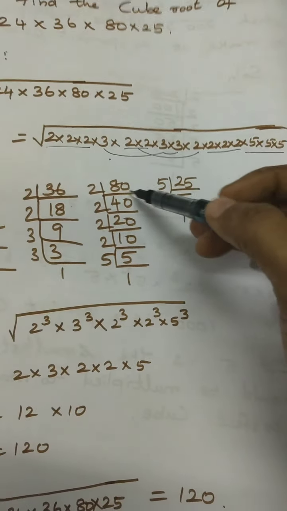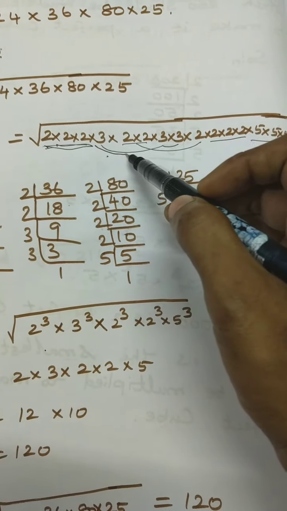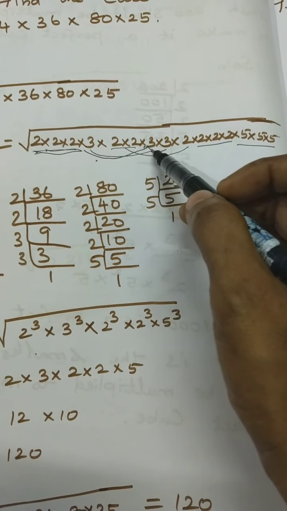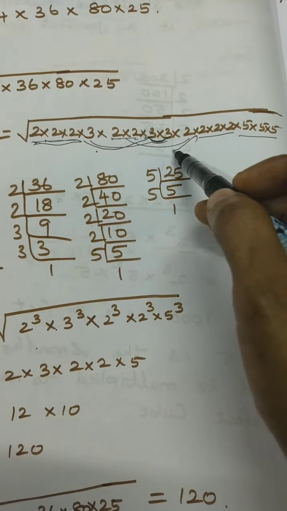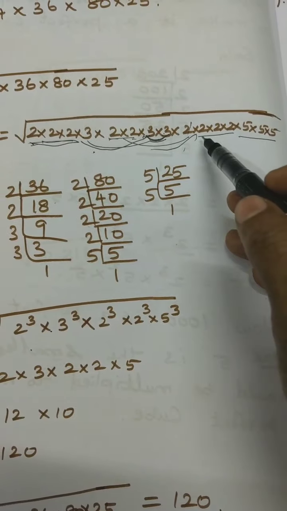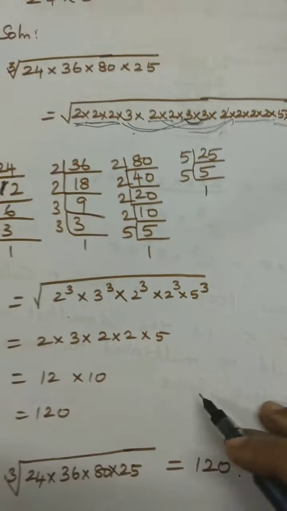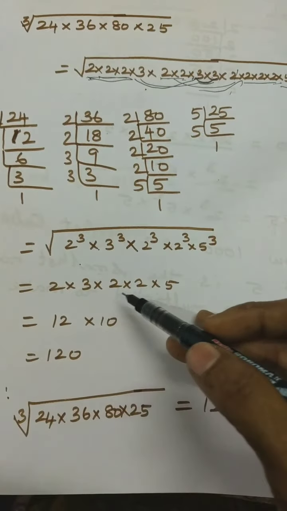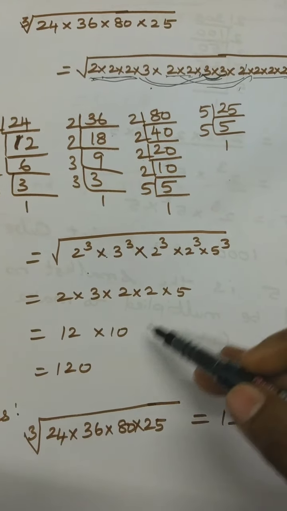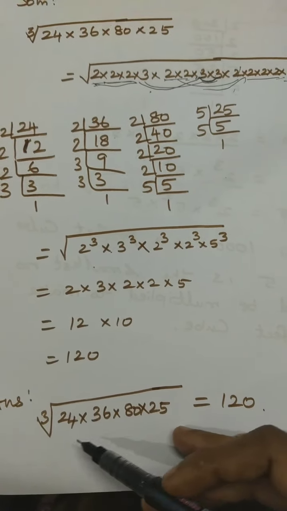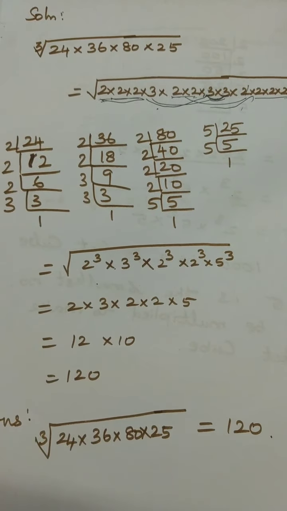Now you take 3 2's. So 2 cube. Then 1 3, 2 again 3, 1 2 3. So 3 cube. Again 1 2, take 1 2 from here. Then 2 cube. Again here 3 2's, already we have, so 2 cube. Here 3 5's we have, 5. Then take 1 each outside: 2 into 3 into 2 into 2 into 5. So 2 3's are 6, 6 2's are 12, 12 5's are 60... 120. And the answer of the cube root of 24 into 36 into 80 into 25 is equal to 120.